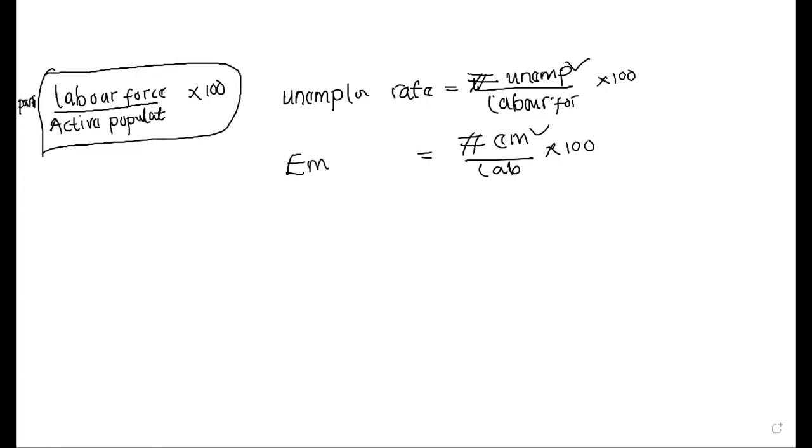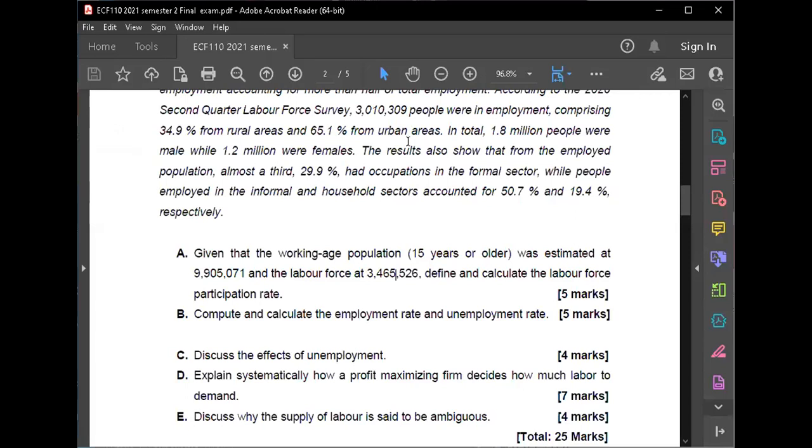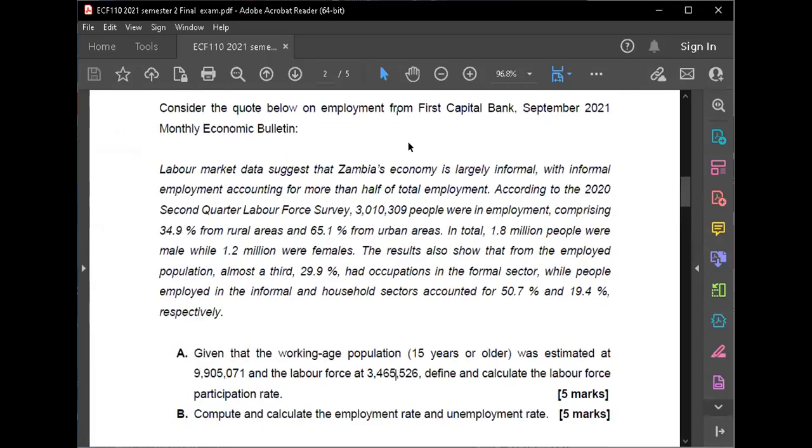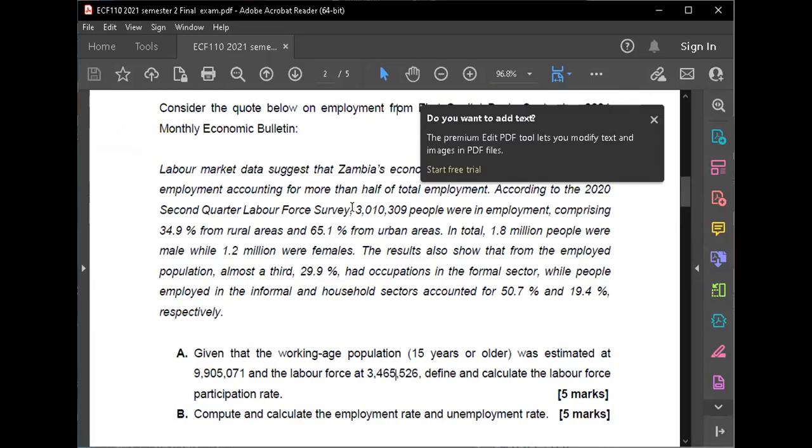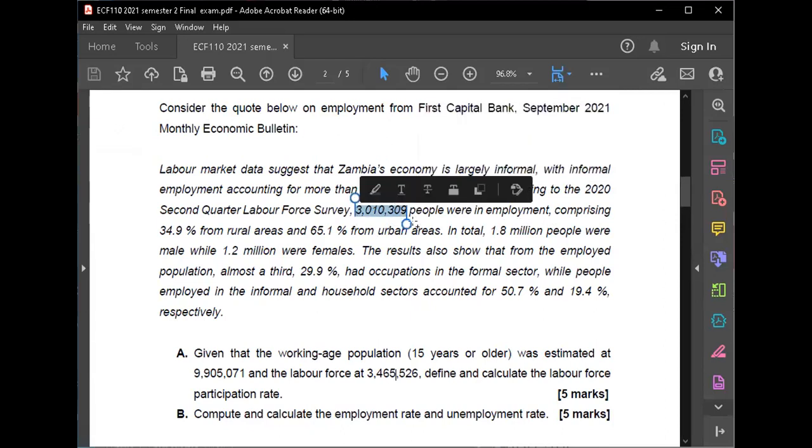All right, let me show this. So we can compute. We have the information here. It says we have this total number here, right? These are the number of people that were in employment, which is 30. So the number of people that are employed, we know these are the ones who are employed.